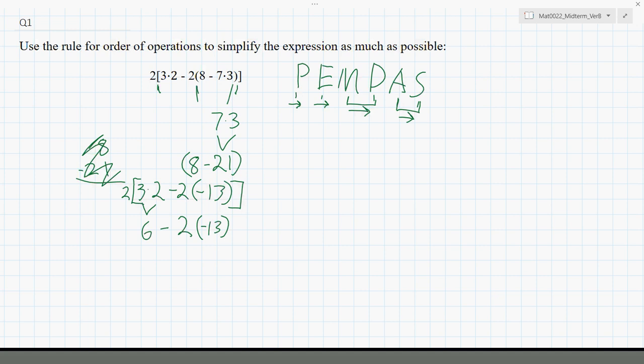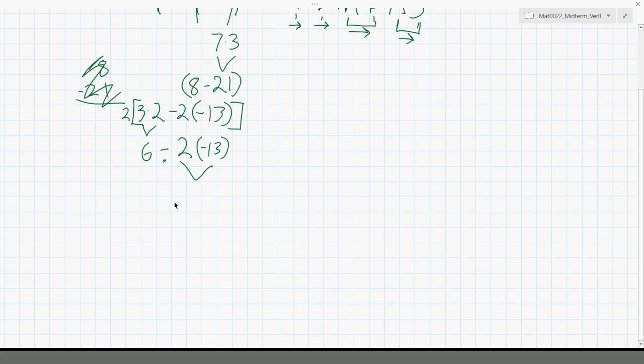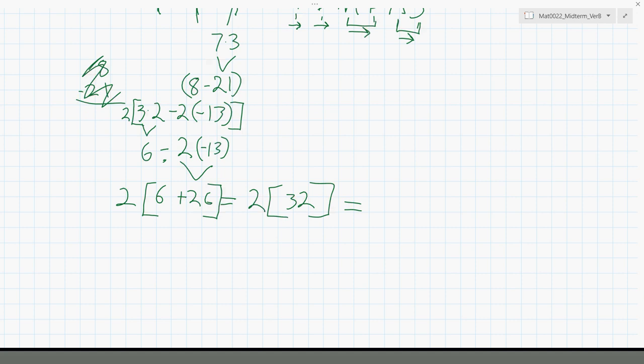So at this point, instead of doing this subtraction right here, we're going to multiply negative 2 and negative 13. That will give us a positive 26, because a negative times a negative is a positive. So we got 26 plus 6, which equals 32. Remember, this is still in the brackets, and on the outside we have a 2. So we'll have 2, bracket, 32, close bracket. At this last point, we don't have any more parentheses, so it turns into multiplication. 2 times 32 is 64. And we have our final answer.